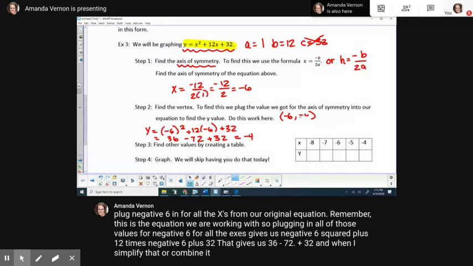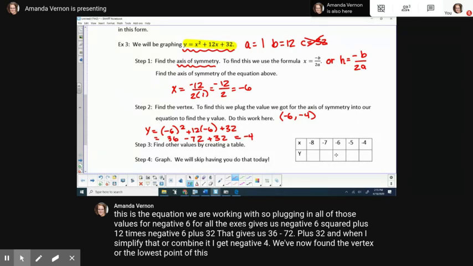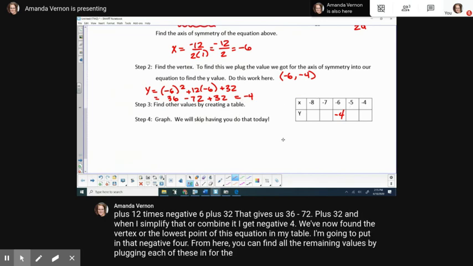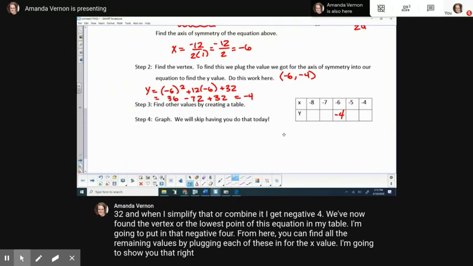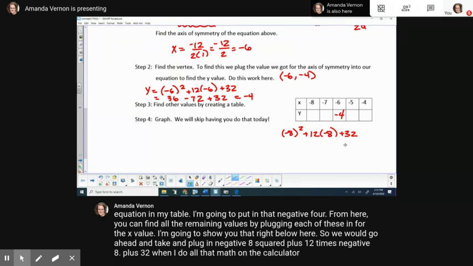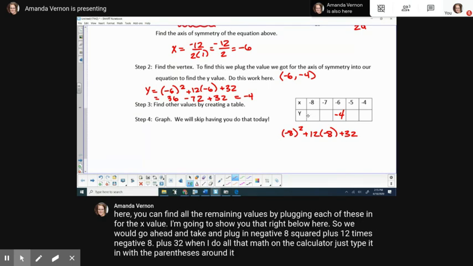We've now found the vertex, or the lowest point of this equation. In my table, I'm going to put in that negative 4. From here, you can find all the remaining values by plugging each of these in for the x value. I'm going to show you that right below here. So we would go ahead and plug in negative 8 squared plus 12 times negative 8 plus 32. When I do all that math on the calculator, just type it in with the parentheses around it, you should get 0 out.